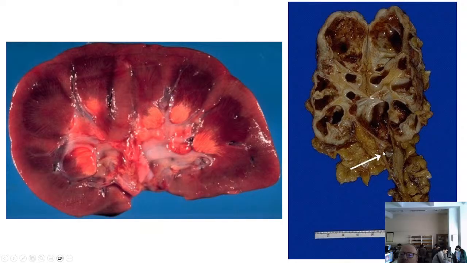Here is a stone. You see the stone here? It has blocked the entrance of the ureter, and look how the whole kidney has been destroyed by severe chronic pyelonephritis with dilation of the pelvicalyceal system. And here signs of what? Look at this increased, this hyperemic region of the kidney. What are these signs apart from the dilation?